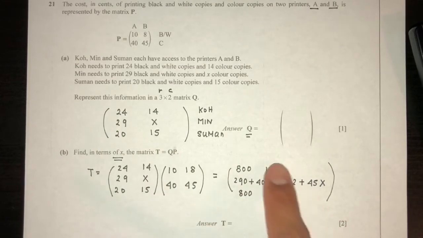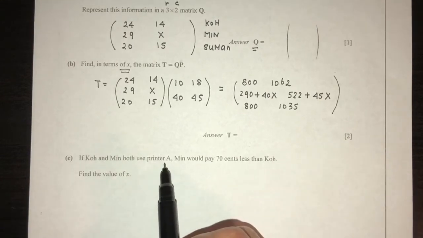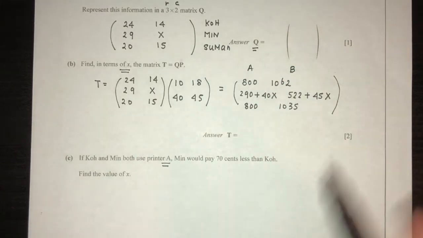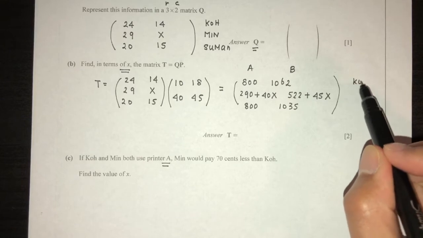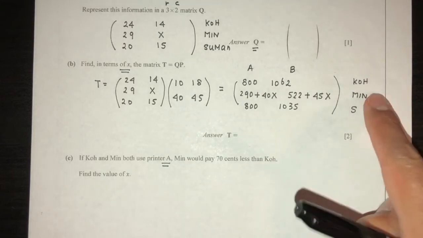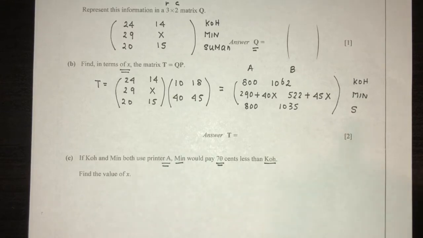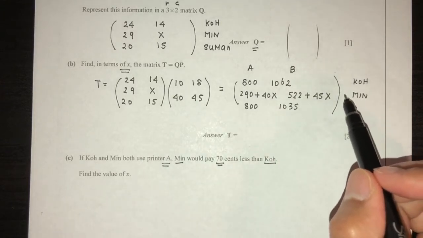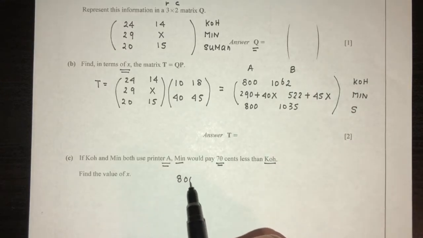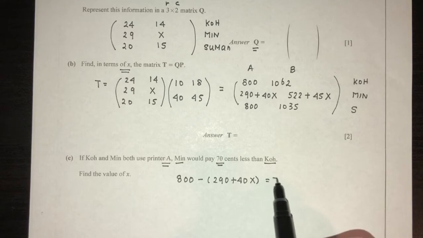Of course, you will write this more properly, okay? Now for part C, if Ko and Ming both use printer A, this is A, right? B. This is still Ko, Ming, and Suman. Now if Ko and Ming both use printer A, Ming would pay 70 cents less than Ko. So basically, Ming will pay 70 cents less than Ko. So if you take Ko minus Ming, that will give you 70 cents, right?